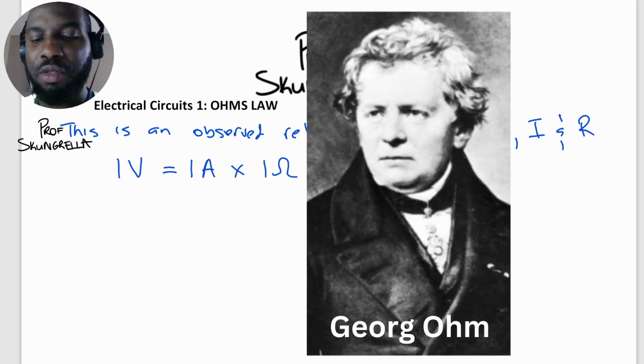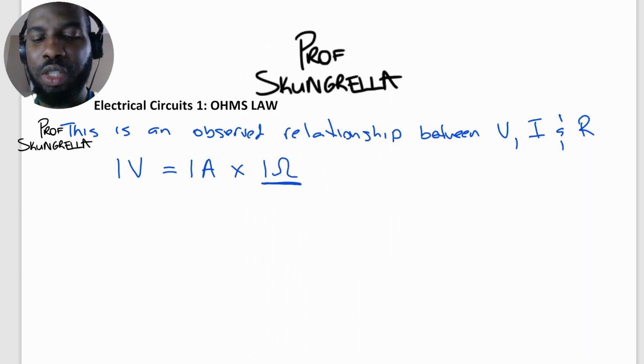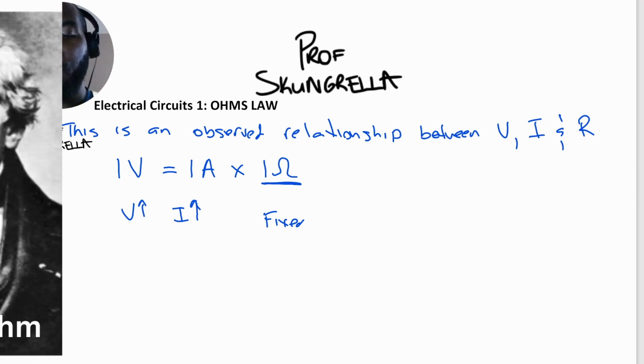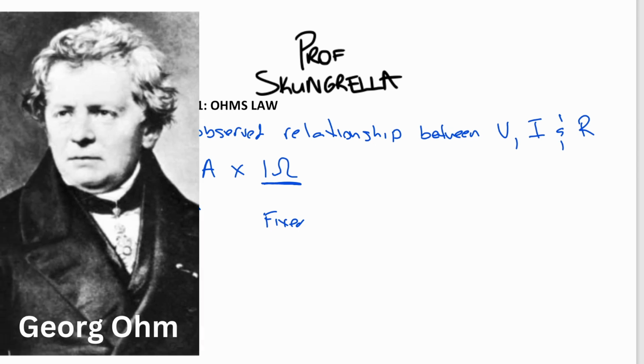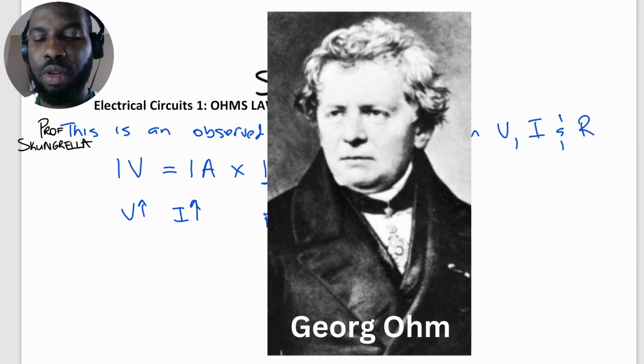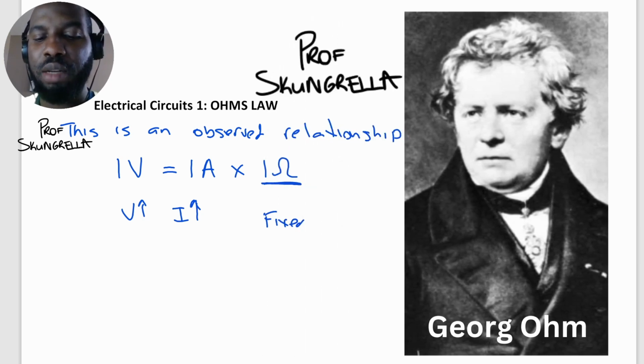If the resistance is fixed, voltage is proportional to current. That is, if you increase I and you keep R fixed, V would also increase, and vice versa. If you decrease I, V would decrease if you had a fixed resistance, right? So we can use Ohm's law to calculate current, voltage, or resistance if one of them is missing. If you look at this here, we simply change the subject of the formula.